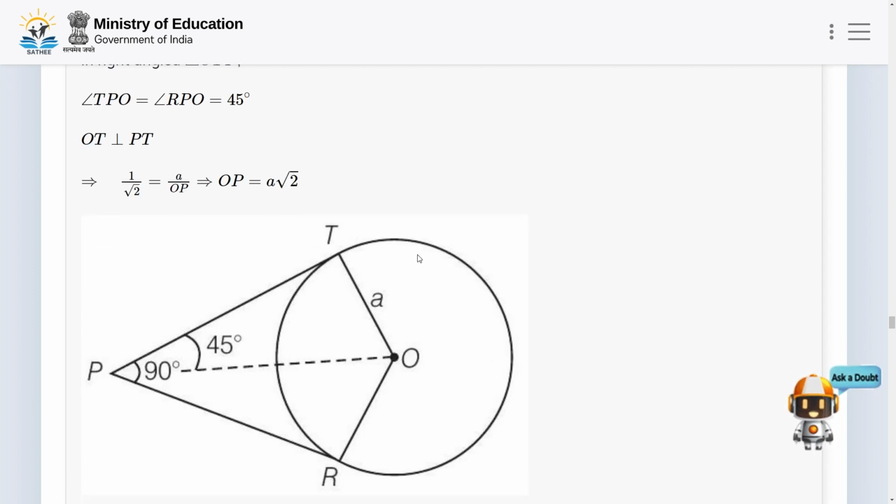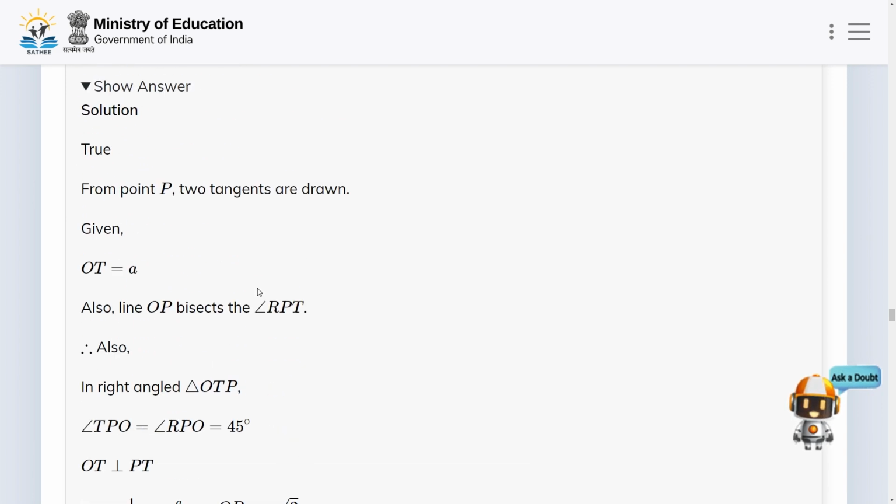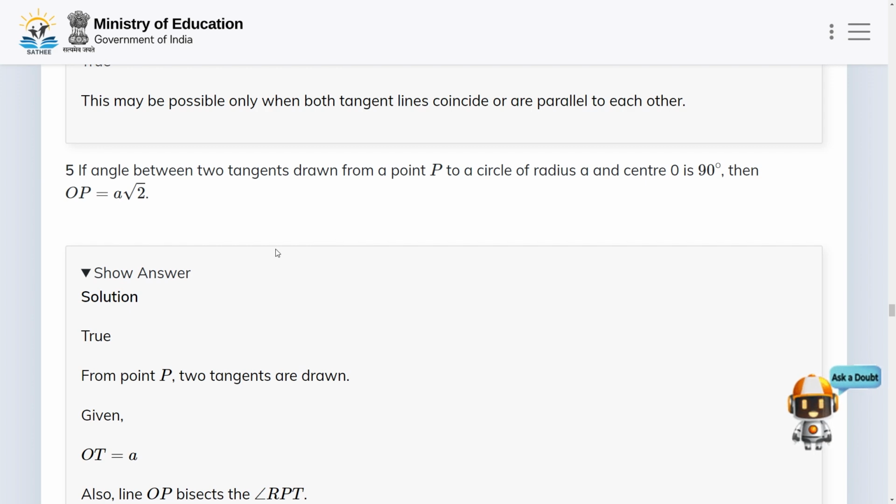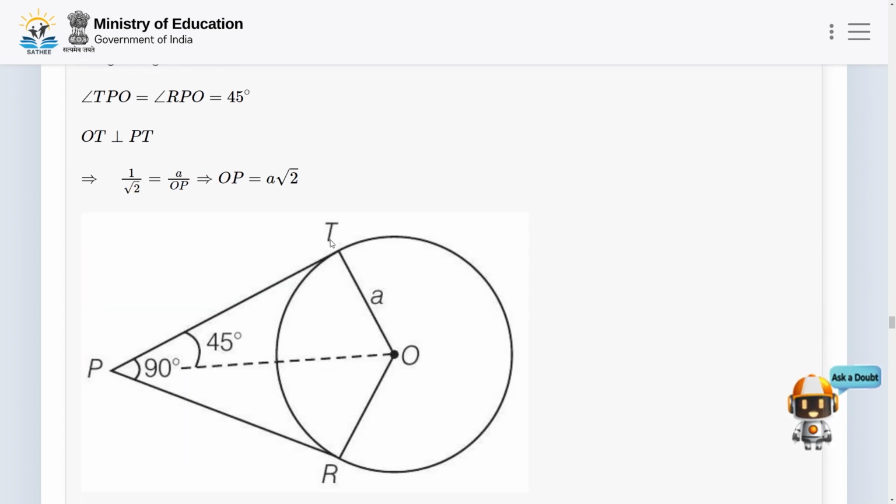Here OT is perpendicular to PT, and it implies 1 by root 2 is equal to A by OP, and this implies OP is equal to A times root 2. So if the angle between two tangents drawn from a point P to a circle of radius A and center O is 90 degrees, then OP is equal to A times root 2. So the given statement in question number 5 is a true statement. Now let us move to the next problem.